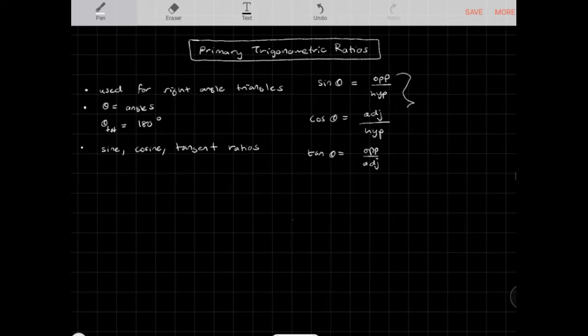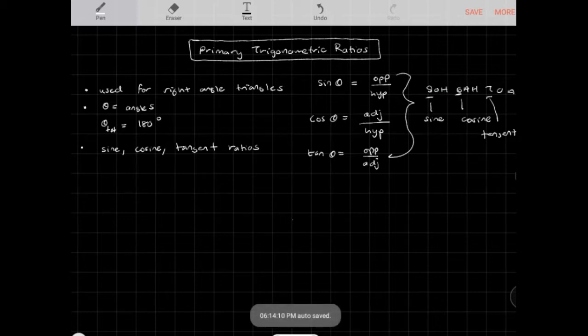And notably, you can memorize these using the mnemonic SOHCAHTOA. Okay, so using this mnemonic, you can see that S represents sine, C represents cosine, and T represents tangent. Okay, so sine is opposite over hypotenuse, cosine is adjacent over hypotenuse, tan is opposite over adjacent.